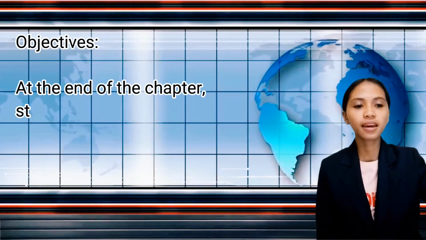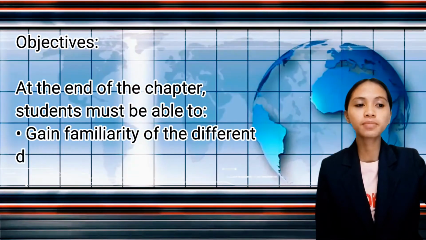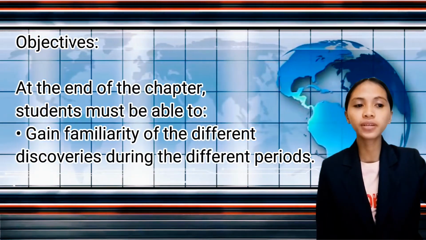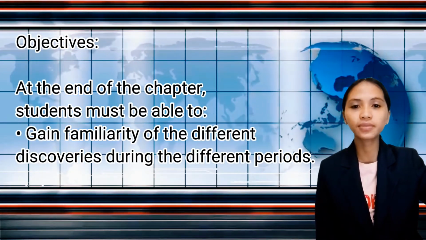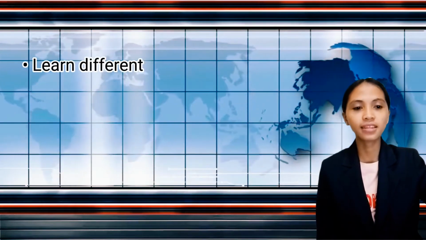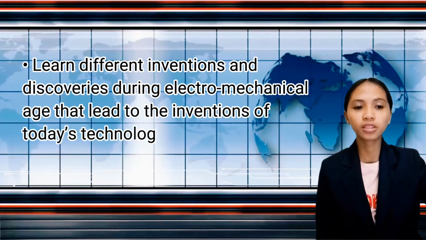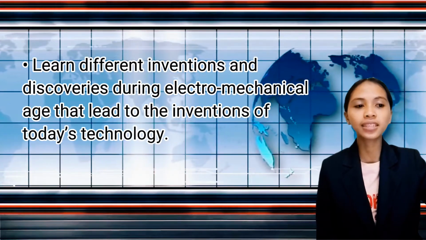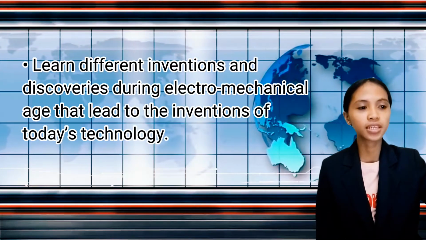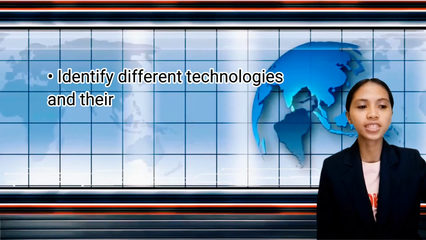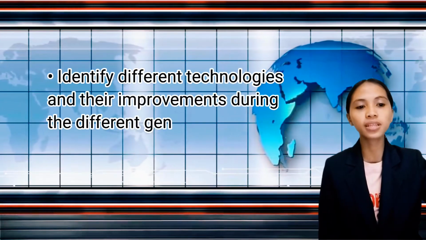Objectives. At the end of the chapter, students must be able to, first, gain familiarity of the different discoveries during the different periods. Second, learn different inventions and discoveries during the electromechanical age that led to the inventions of today's technology. And last, identify different technologies and their improvements during the different generations.